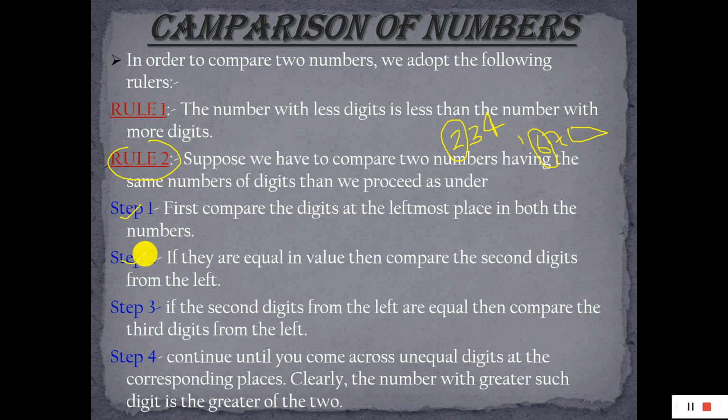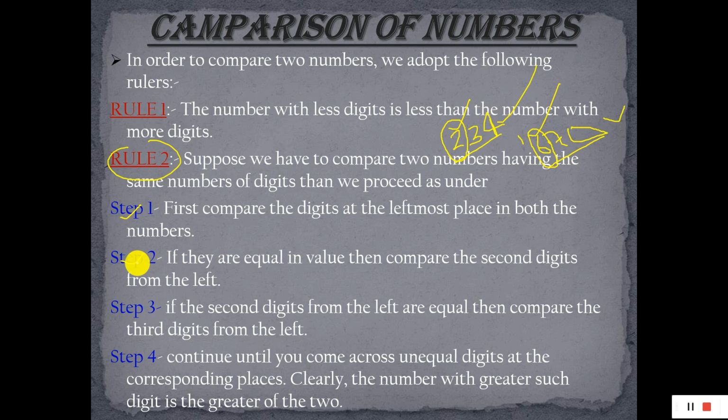Now the second rule is, if they are equal in value, then compare the second digit from the left. But in this example, you can see 2 and 6, where 2 is lower and 6 is greater. First compare the digit at the leftmost place in both numbers. If you see 6 and 2, 6 is greater and 2 is lower, so 670 is the greater and 234 is the lower number.